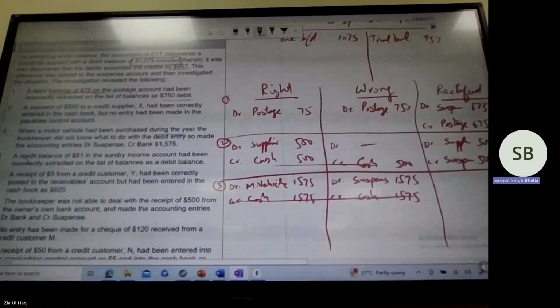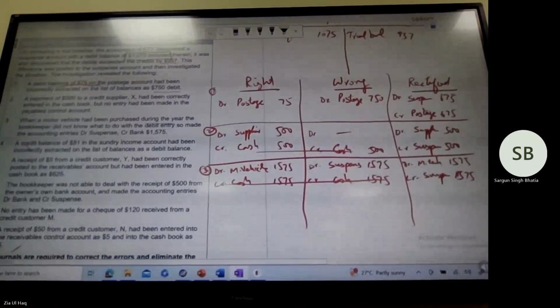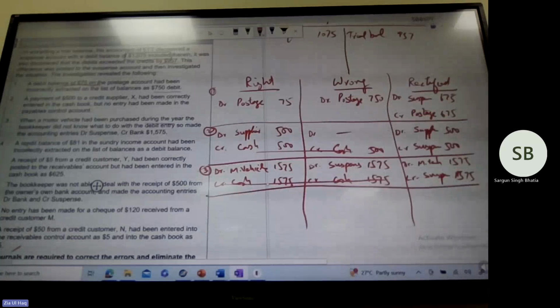What is wrong? We should debit motor vehicle and credit suspense with 1575, and we should eliminate this suspense with 1575. Is that fine? Oh, yes, sir. So this has been done.